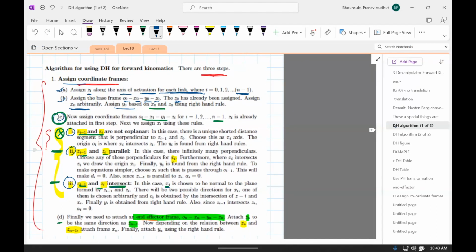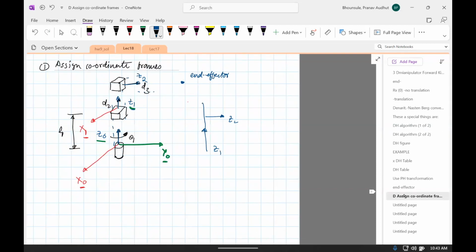In this case, Xi is chosen to be normal to the plane formed by Zi minus 1 and Zi. So let's see what that would mean. I'm going to draw Z2 this way, Z1 this way, and I'm told that X2 has to be at right angles to Z1 and Z2. So there turn out to be two options. One is you could draw X2 like this, or you could draw X2 like this. Both are valid choices. You could use either of them.